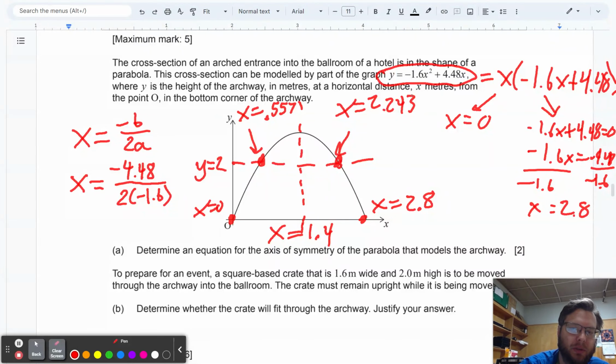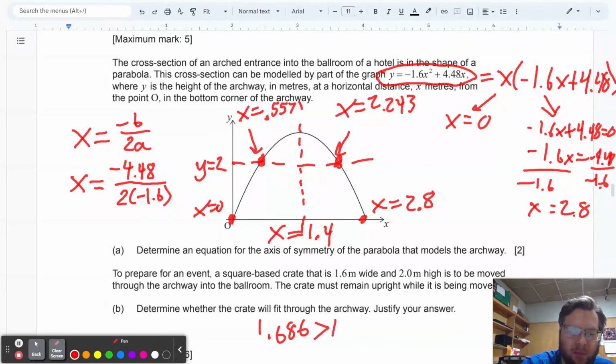Whether the crate will fit or not depends on how far apart those are. So now that I have my two x values, I subtract them, and that gives me a distance of 1.686. Because the archway at a height of 2 is that far apart, I know that I can fit through the archway. Because this is greater than 1.6, the crate will fit.